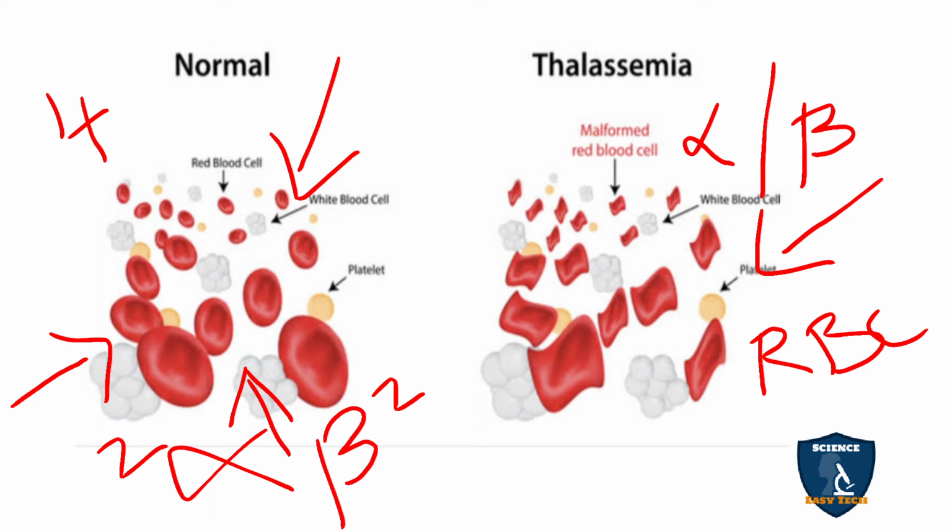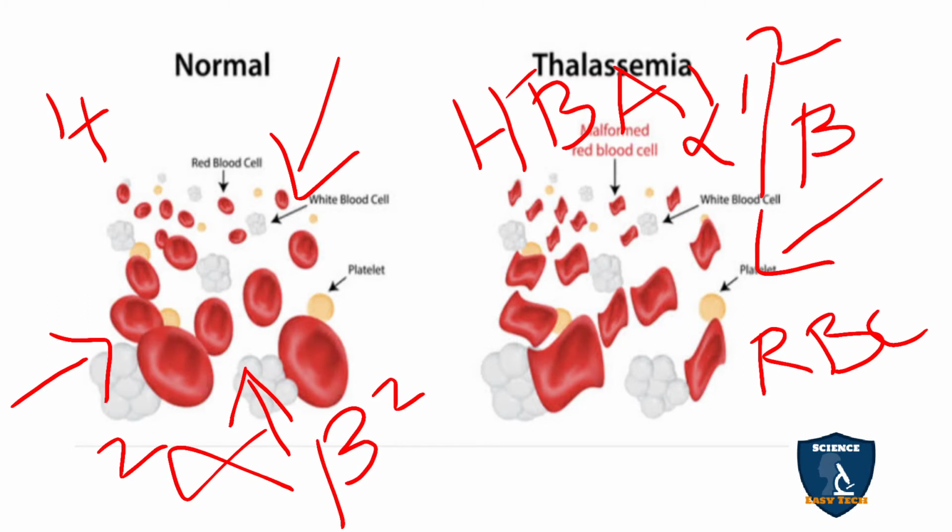The anemic, that is the lesser count of RBC, is there. This leads to anemia. And what is the reason for this anemia? The alpha has 2 genes, that is HBA1, hemoglobin alpha 1, and another gene HBA2, hemoglobin alpha 2. So these are the 2 genes responsible for alpha thalassemia.